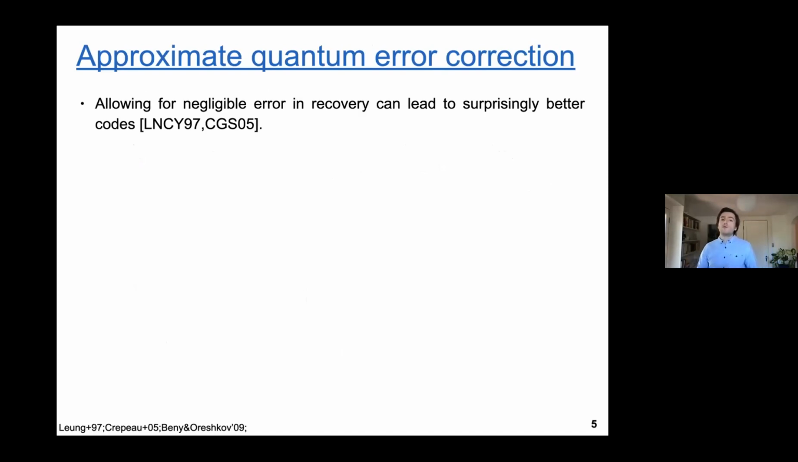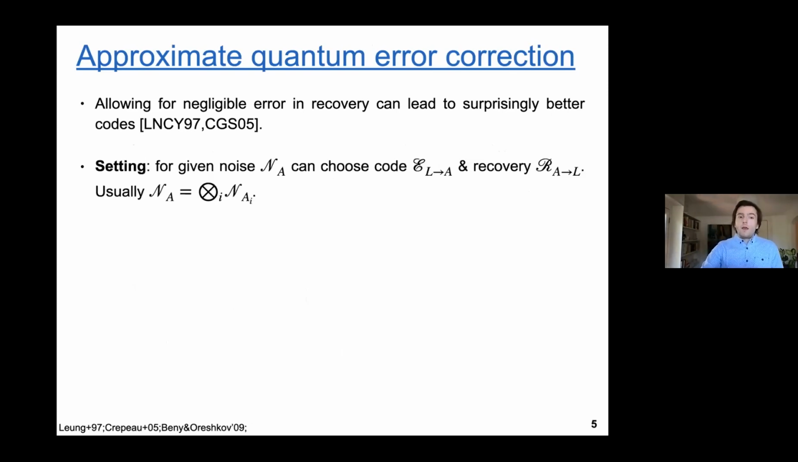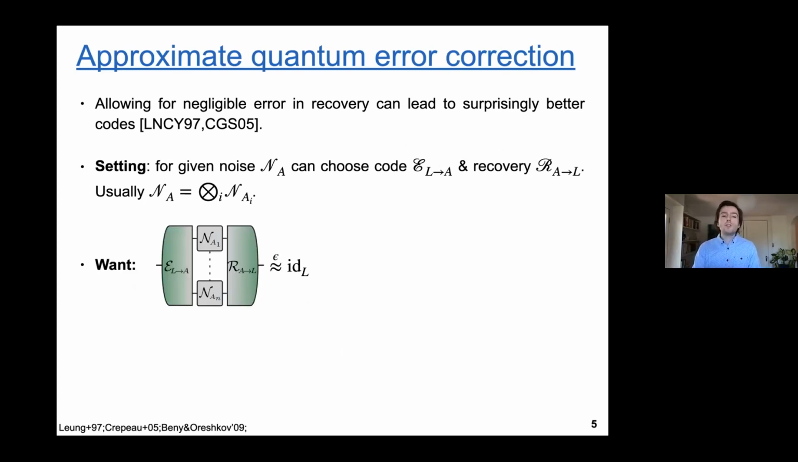If we allow for negligible error in the recovery, this can lead to surprisingly better codes. So what's the setting of the problem? We have some noise n, and then we can choose our code E and the recovery operator R. Usually we assume that the noise has a tensor product structure, and the noise acts independently on each subsystem. What we want is that the encoding followed by the noise, followed by the recovery operator, this composite channel, is as close to the identity channel on the logical level.